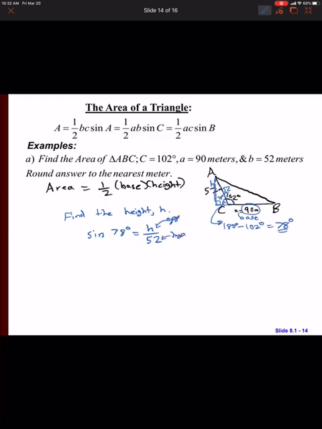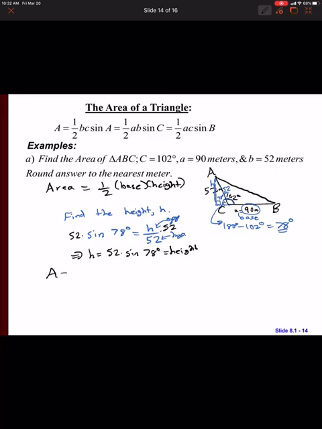So we can solve that now. Let's solve that for H. Let's multiply both sides by 52. And what does H equal? H is equal to 52 times the sine of 78 degrees. So again, there's our height right here of our triangle. We've got our base, 90 meters, and we have the height of this oblique triangle. So let's find the area.